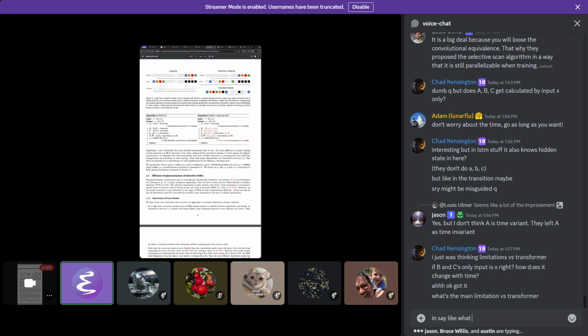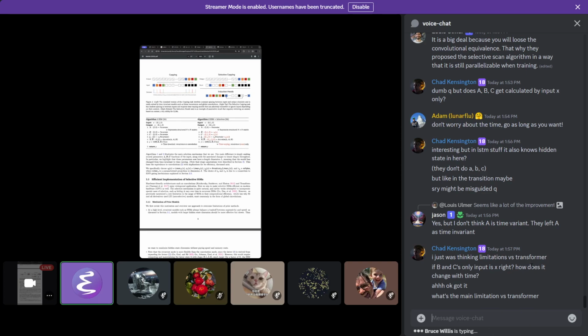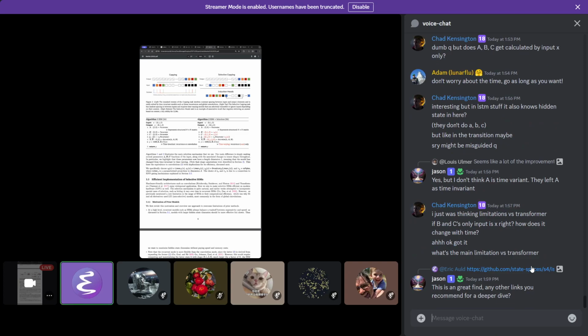What's the main limitation versus the transformer? That's a good question. One answer to that would be empirical. So if you look at the empirical results, we can go there in a second. In a transformer, you incorporate the word order, which you can think of as the time, so the dependency from one word to the next, through this kind of hacky add-on thing with all the sinusoids. Any other links to your mind for a deeper dive? Absolutely, I'll give you some in a second.